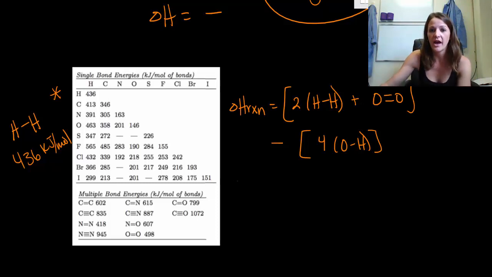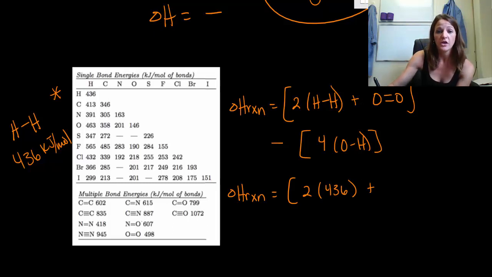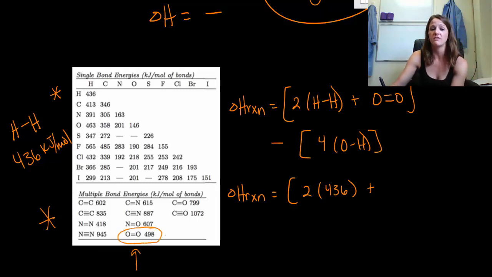So again, we said that we have our delta H of a reaction is equal to, we are breaking 2 hydrogen-hydrogen bonds. So let's go to our chart. Hydrogen-hydrogen, if we put those together, we end up with 436 kilojoules per mole, plus an oxygen-oxygen double bond. So now what we have to do is go down here to the bottom where we're talking about double bonds, and right here you can see that our oxygen-oxygen double bond actually has a value of 498 kilojoules per mole.